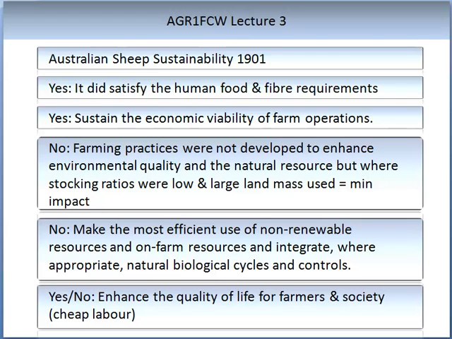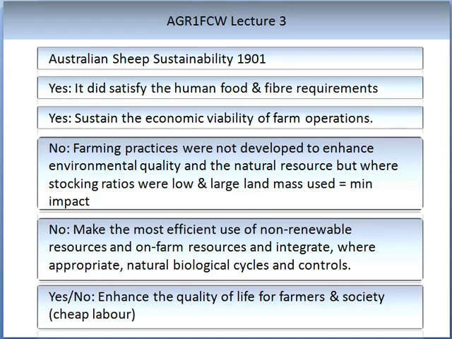The industry at that time was not the most efficient use of non-renewable resources. It just simply wasn't an aspect. And on-farm resources and integrated where appropriate natural biological cycles and control. That said, there were examples at the time, due to the lack of development of technology, where such farm aids like using horses to gather the sheep were in fact by definition very sustainable. A lot of the material at the time may have been renewable because that was all that was available, but it was not a driver of the industry.